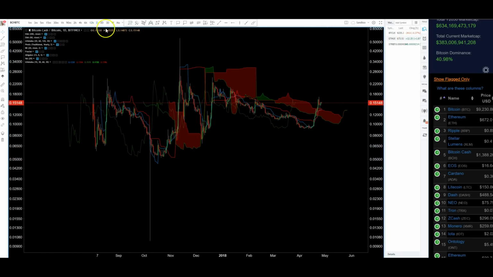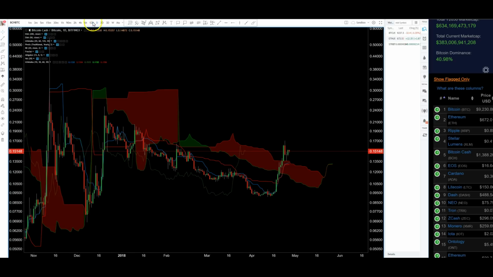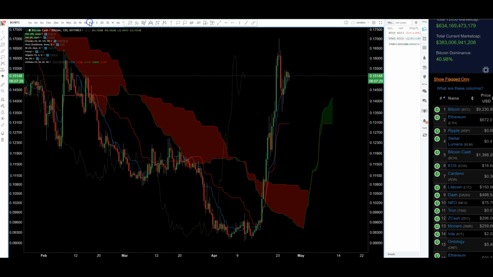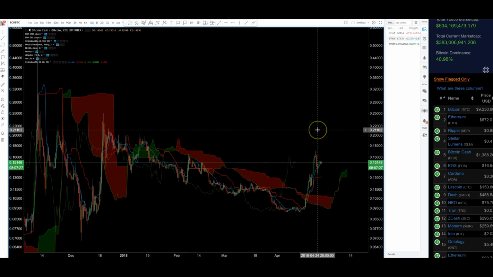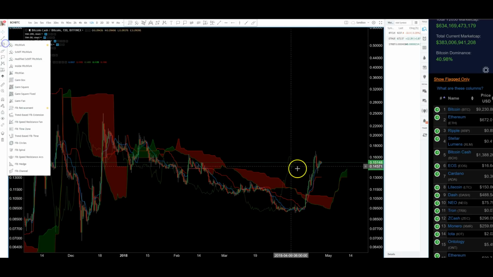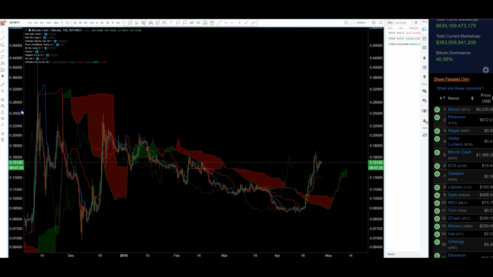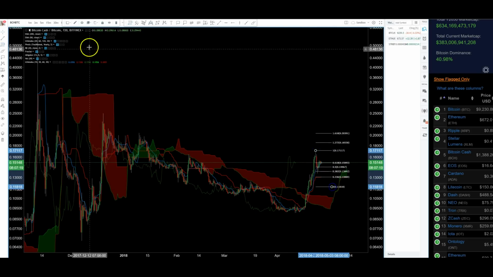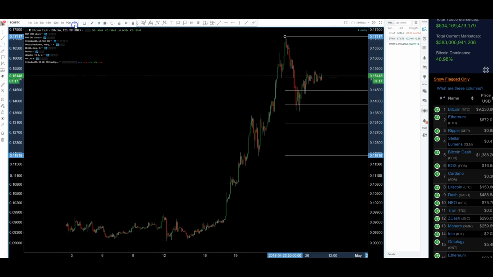Again, 12-hour and daily. It's above the cloud for both. It is flagging. So this speaks to continuation. And then if we just fib this out a little bit, you can even go like way down here on like 2 hour or something.